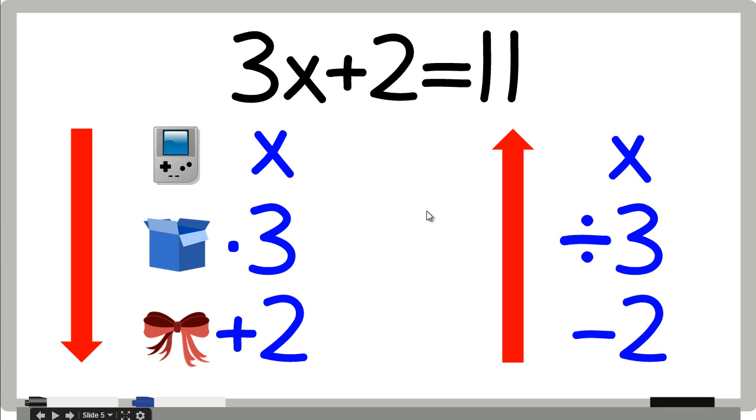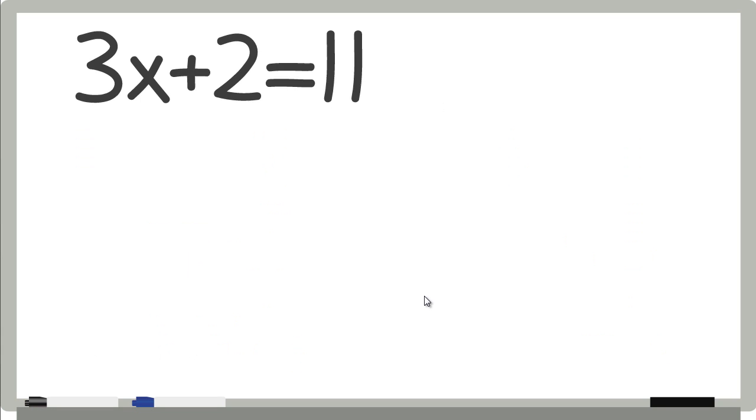So that's our plan. It's kind of like the x is the toy. It got wrapped up in a present, and we're now going to subtract a 2 and divide by a 3 to undo what has been done to the toy. Well, let's actually do it now. So once again, there's our familiar equation, 3x plus 2 equals 11.